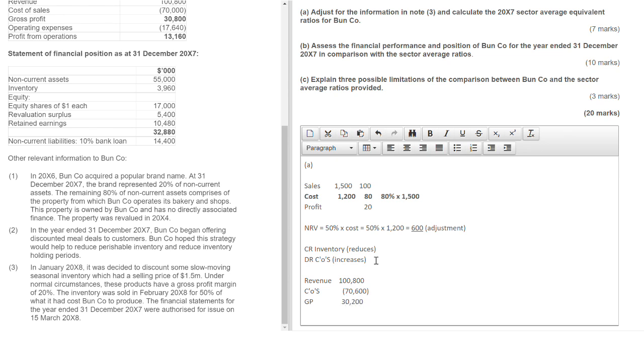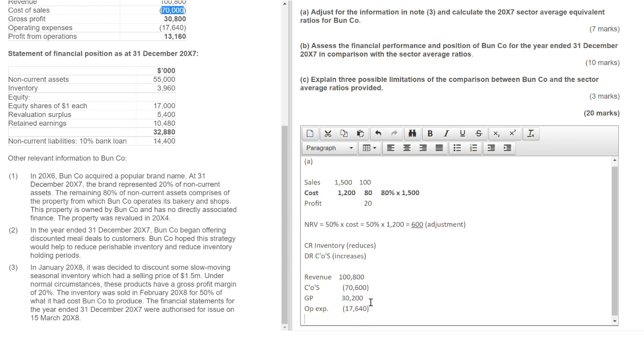I hear you shouting, where does the 70,600 come from? Well, if cost of sales previously was this 70,000, you have just debited it, increased it by 600, so you now have 70,600. Your operating expenses are still there at 17,640, and then your operating profit is now at 12,560.